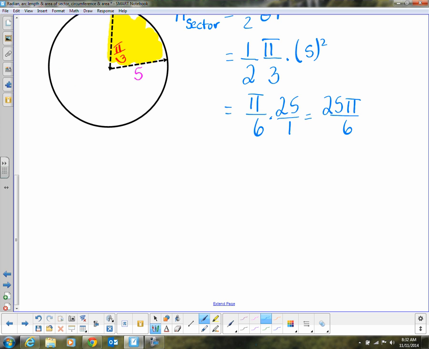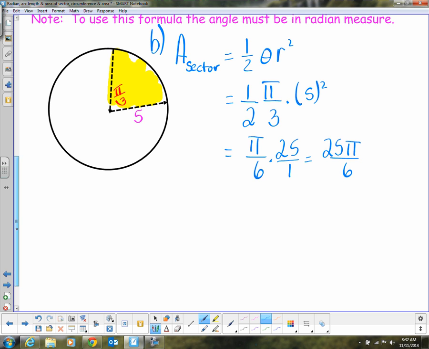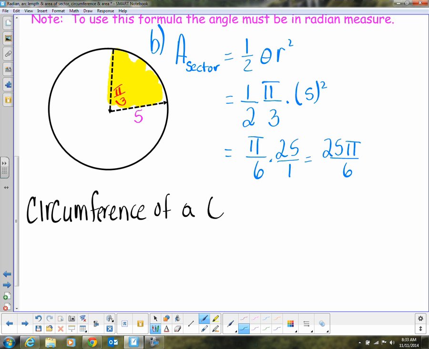Oh, that's part B. Now, listen carefully. This is key information. I gave it to you yesterday. I'm going to give it to you again today. Circumference of a circle is the entire distance around. In other words, this is the biggest arc you can find, the entire distance around.